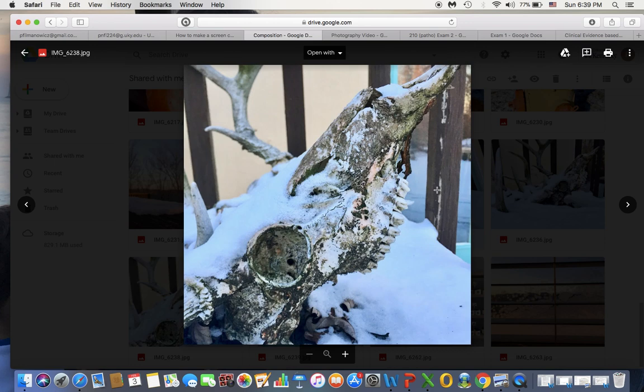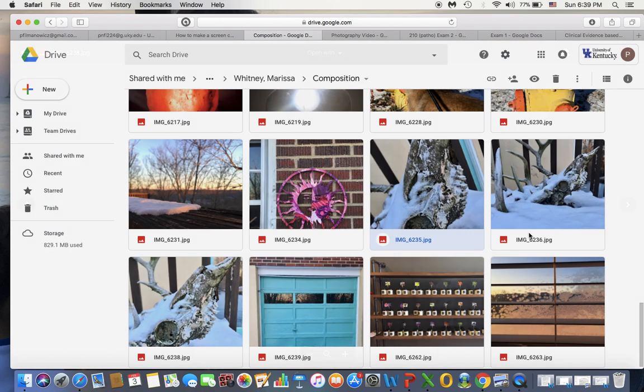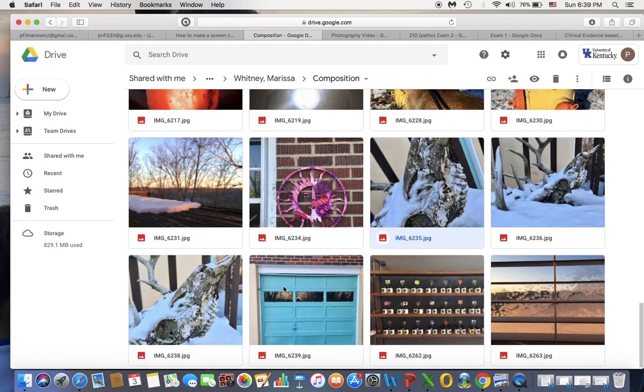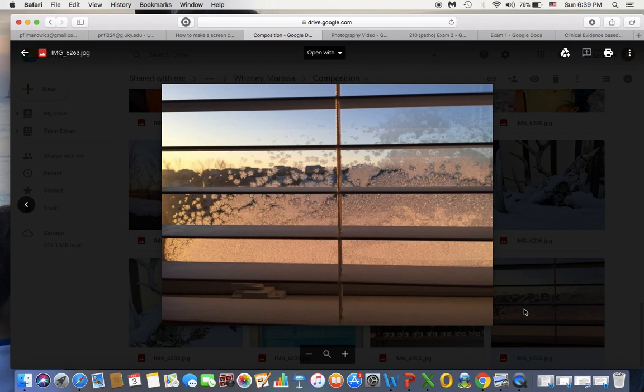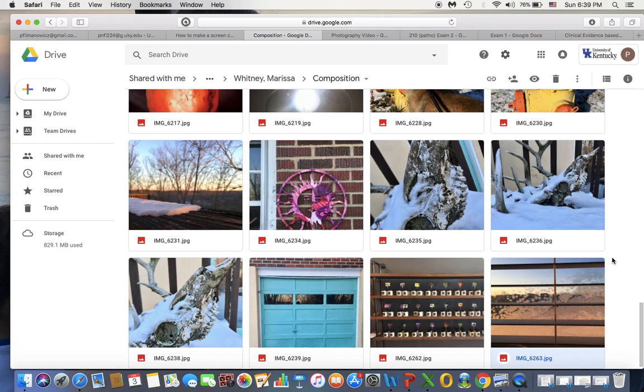And specifically with this one, you could even see the tiny lines of each of the snowflakes. So how you capture these images using texture, it makes it feel like you can feel the objects through the picture. And then some other elements that you used that stood out to me was repetition.